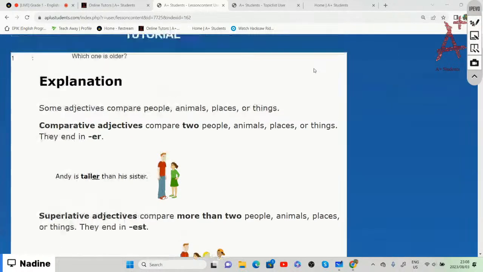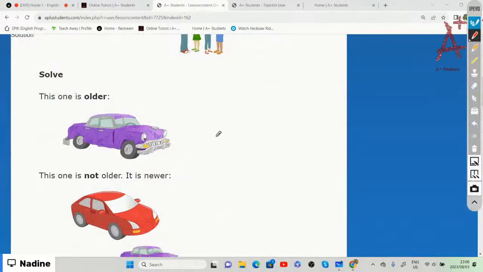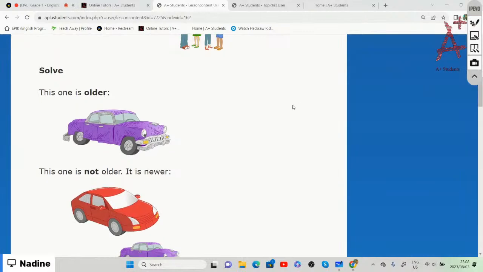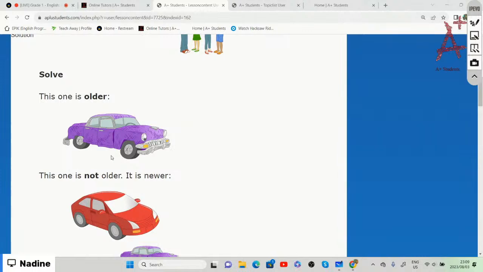All right. If we look at these two cards that you see in front of me, we have a purple car and then the red car. They are asking which one is older. So you need to try and see which one is older, or the older model. Is it the purple one or the red one?